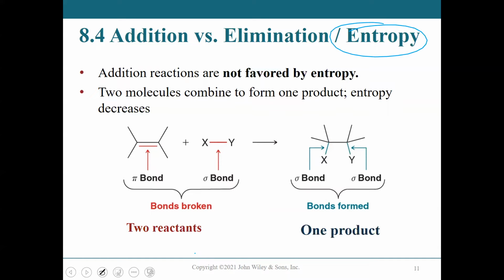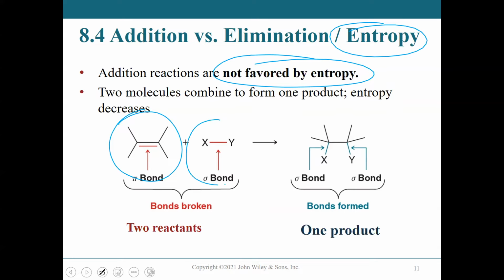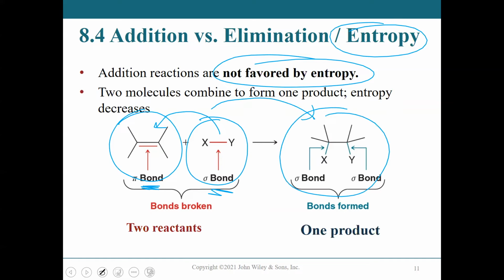enthalpy of the reaction. Now, what happens with the entropy? In the entropy, the reaction is not favorable. It's not good. Why? Because you are combining an alkene and another compound. That compound is going to be added to the alkene. So you have two molecules, and they're going to merge into one single product. From the entropy point of view, that's not good.